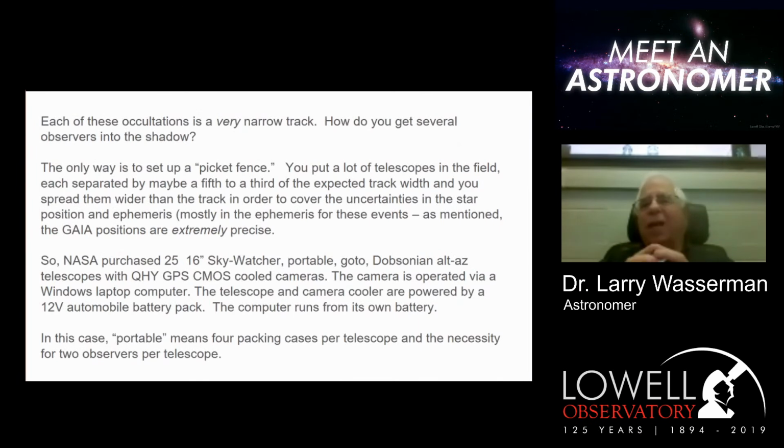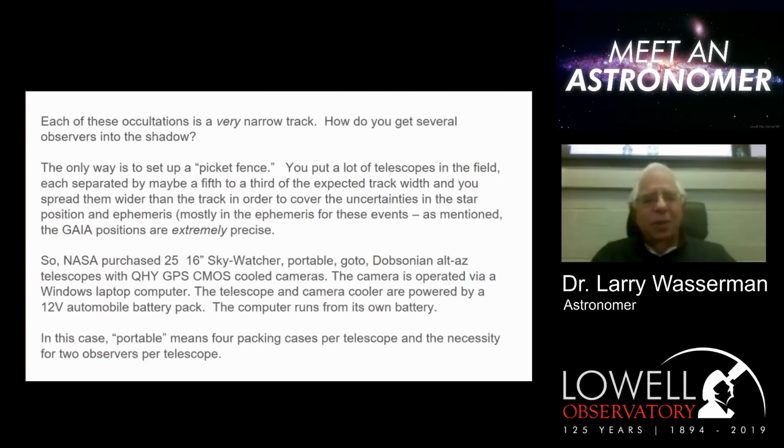Each of these is a very narrow track. Remember, the track is only 15, 20 miles wide. How do you get several observers into the shadow? You need at least 2 or 3. The only way to do this is to set up what's called a picket fence. You put a lot of telescopes in the field, each separated by maybe a fifth to a third of the expected track width, and you spread them wider than the track in order to cover the uncertainties in the star position and the ephemeris. And as I said, mostly in the ephemeris because the star positions are extremely precise.